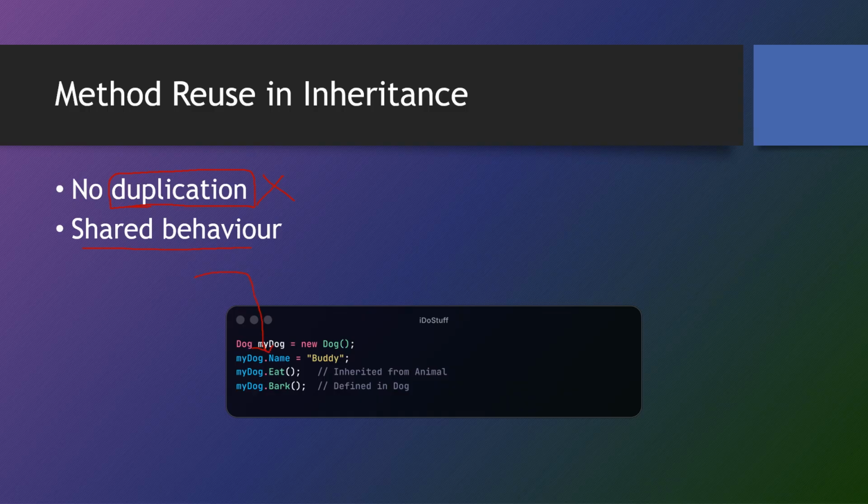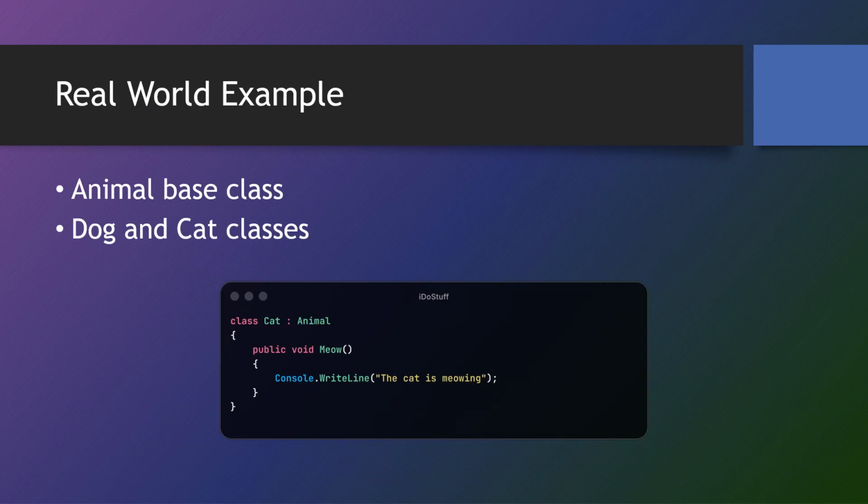Step by step, how this works at runtime. When you create an object of the derived class, the base class part is created first. Then the derived class part is added. The object now contains both. This is why derived objects can use base class methods.